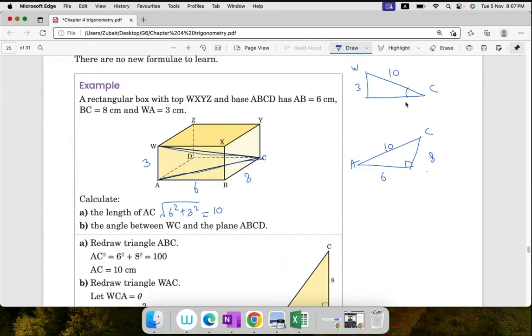So to find this angle, we can use sine, cos, tan, and with respect to this angle, this is perpendicular and hypotenuse. So I'm using sine. Sine of C is equal to perpendicular over hypotenuse. C is equal to shift sine 3 by 10. Sine inverse 3 by 10 is 17.45, which is 17.5 degrees up to 1 decimal place.